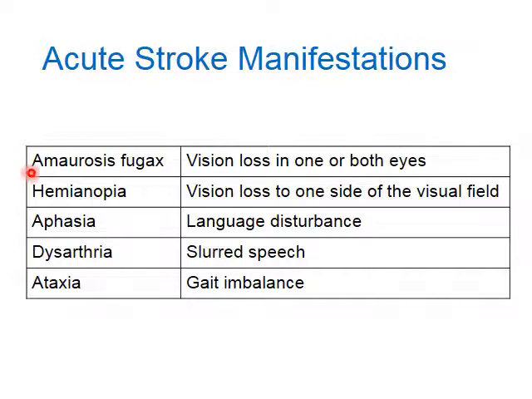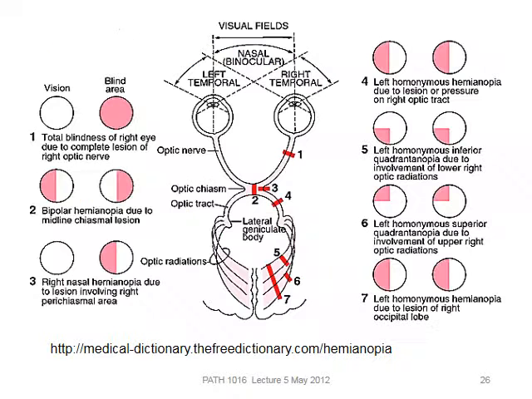Okay, and then we have this big funky sort of word here, amaurosis fugax, which is basically vision loss in one or both eyes. So this means vision loss in both eyes. This means loss of a vision field. And you're probably saying, what the hell does that mean? What's the difference between the two? Let's go to the next slide.